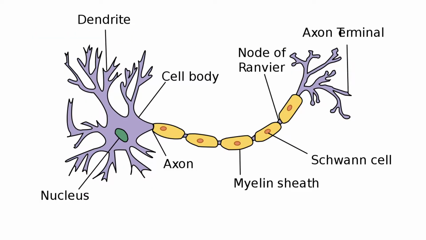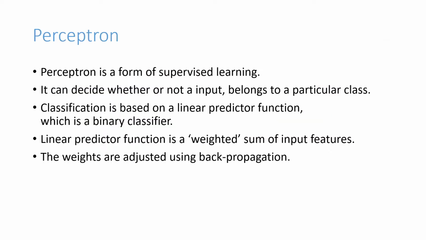This is a biological neuron. We have an example of a machine learning algorithm inspired by the biological neuron. A perceptron is a model of a biological neuron. A perceptron is a form of supervised learning. It will be able to distinguish between classes.